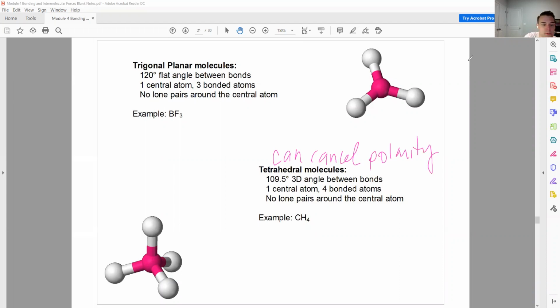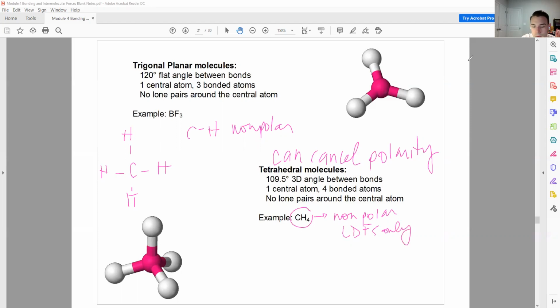So our first example is CH4. And if you remember anything from our polarity lesson, the CH bond is nonpolar. If you have all nonpolar bonds, the molecule has to be nonpolar. So CH4 is nonpolar, and it has London dispersion forces only. Now remember, hydrocarbons are always nonpolar, and they only have London dispersion forces.